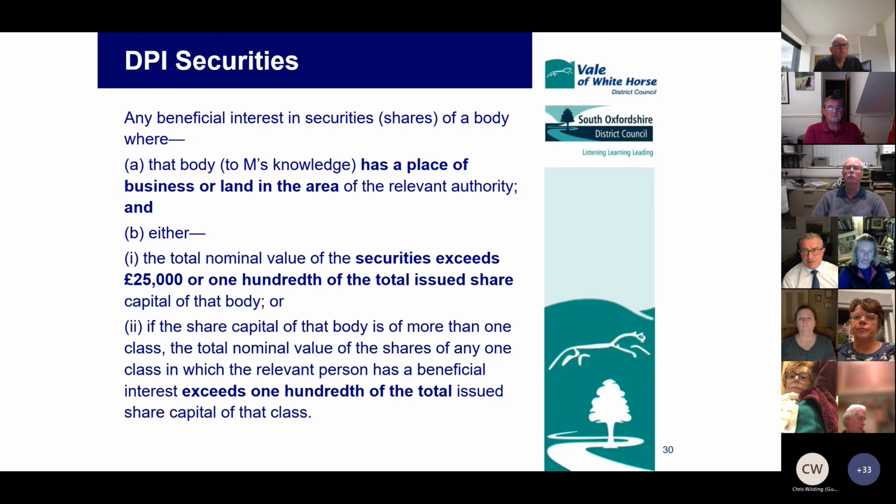Securities, that's something which is a bit of an enigma wrapped up in a mystery. Essentially, you have to have shares in a body which has a place of interest in your council's area. So probably not going to apply much to parish councils. So some shares in BT, whatever, wouldn't really matter. You wouldn't have to declare those because it has to be 25,000 or 100th of the total issued share capital of that company.